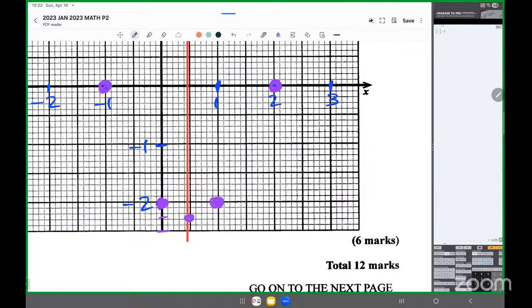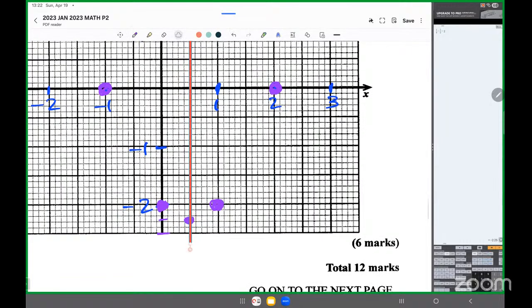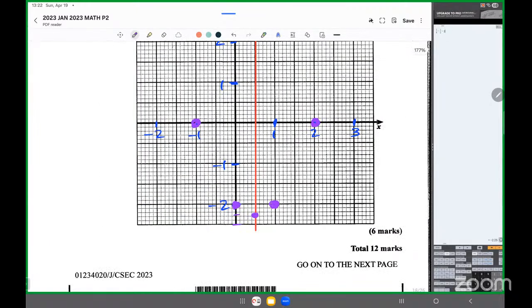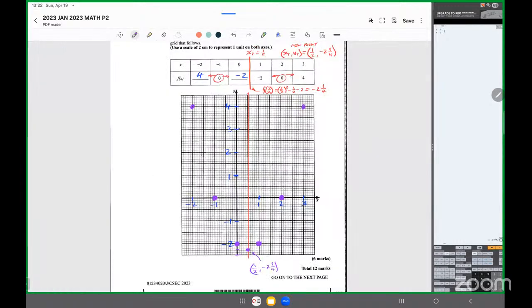Let me draw that axis of symmetry a little bit better. I'll shift it over. See if we can shift it over. That's it. So that is my minimum point. Right here is my minimum point, -2.25. So right here is half, -2.25. All right, so draw the curve through those points. I'm just going to draw a curve through those points. That is it.